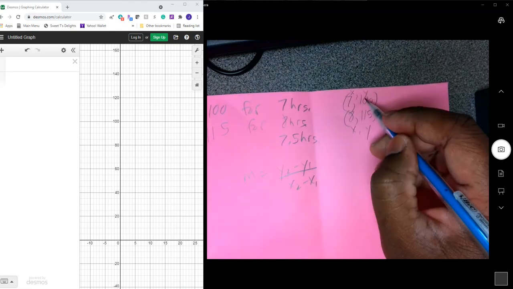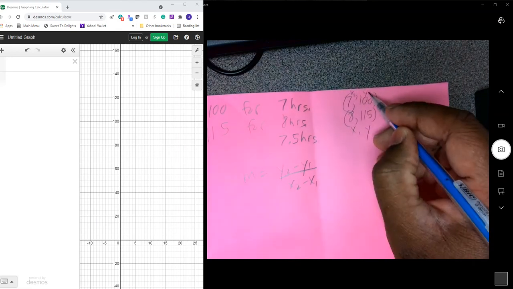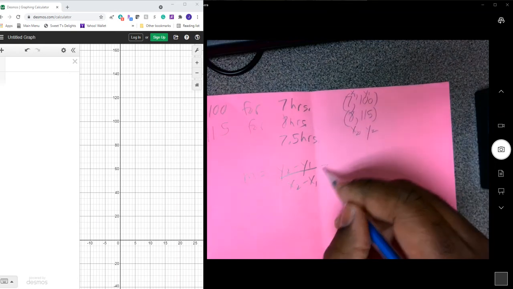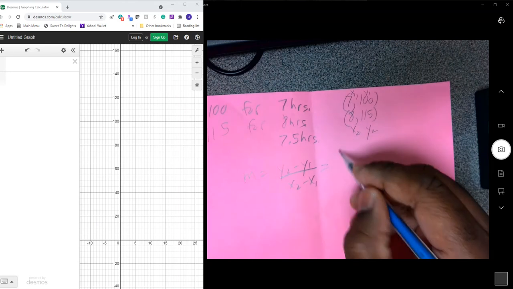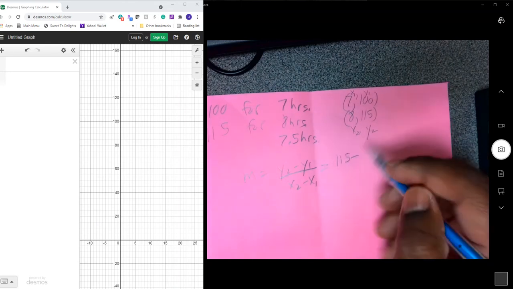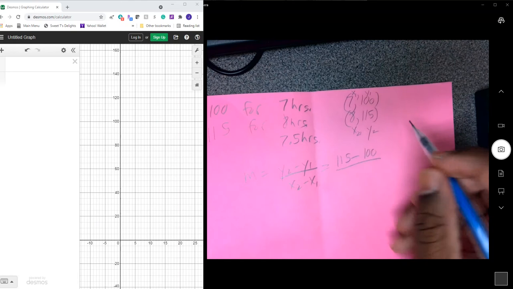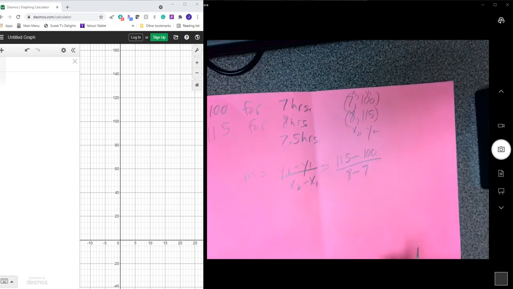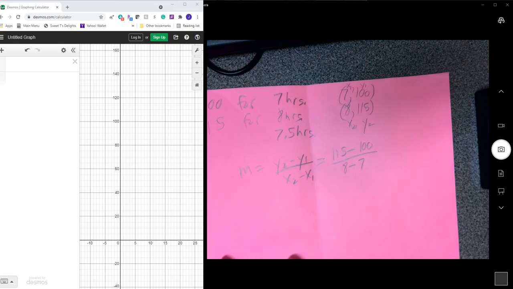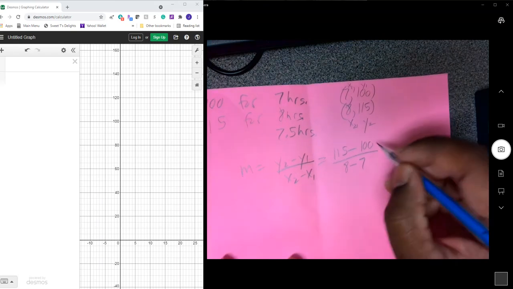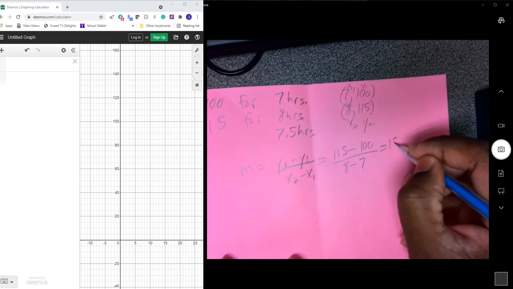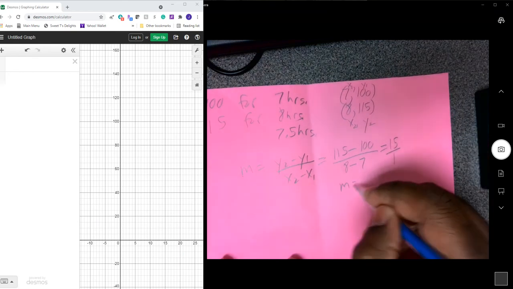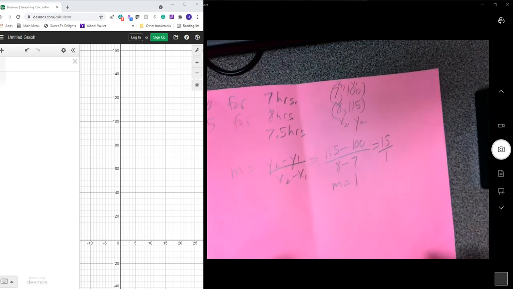The first parenthesis you see here are coordinates. These are your sub 1s. The second one is your sub 2s. So we would substitute. Y sub 2 is 115. Y sub 1 is 100. Divided by x sub 2 is 8 minus x sub 1 is 7. So we have 115 minus 100, which is 15, and 8 minus 7 is 1. So here that means your slope is 1.